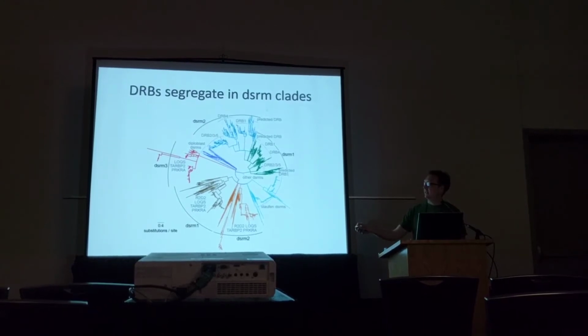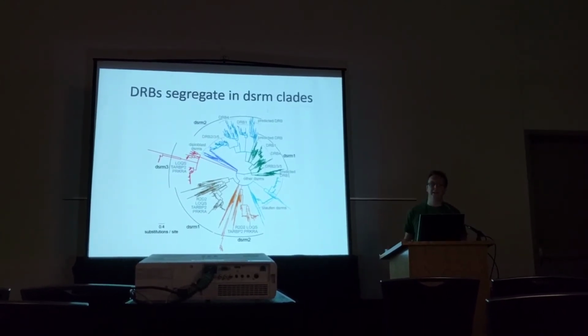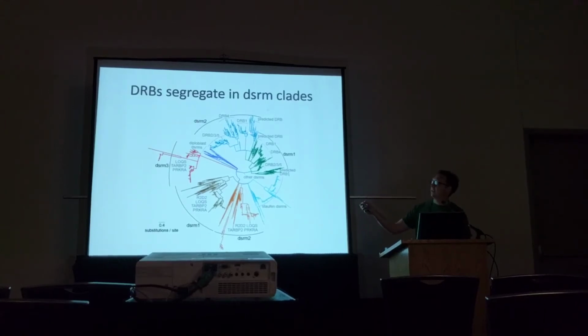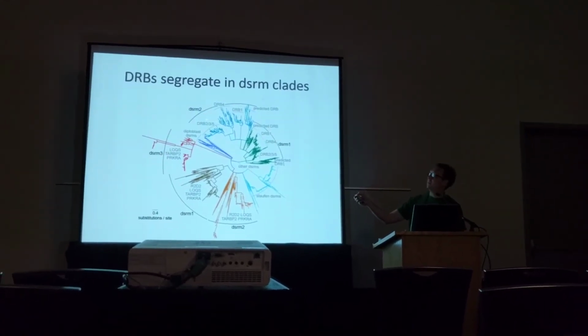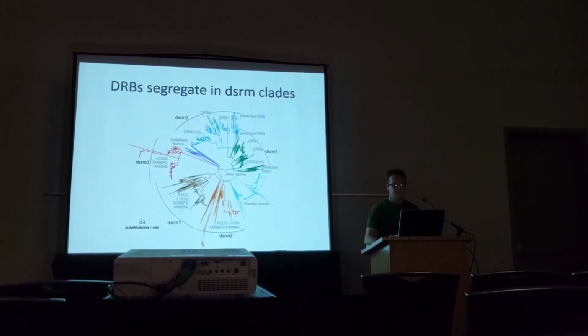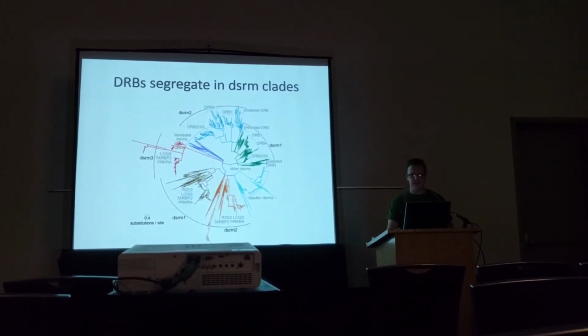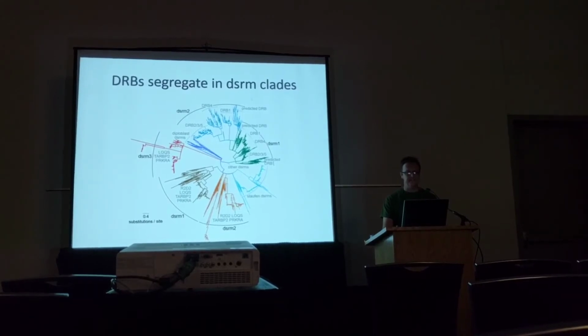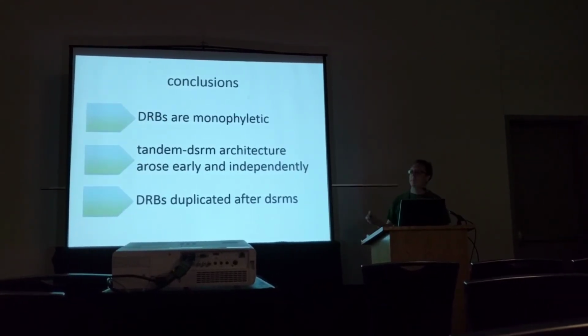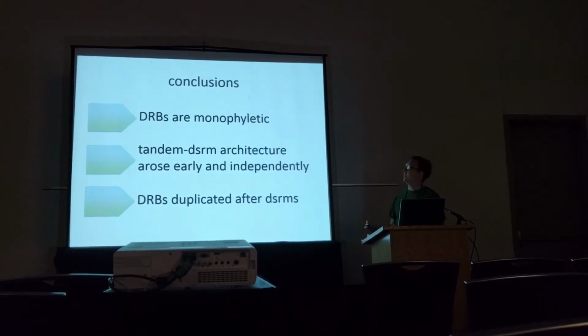Same in DSRM1 and DSRM2 clades, and the same thing we see in plants. So within DSRM2s, we see DRB1, 2, 3, 4, and 5 all in there. So what does this actually tell us about the evolution of this protein family? First thing we found is that the DRBs are monophyletic, they all group together.